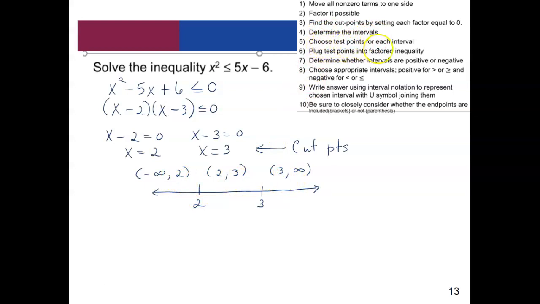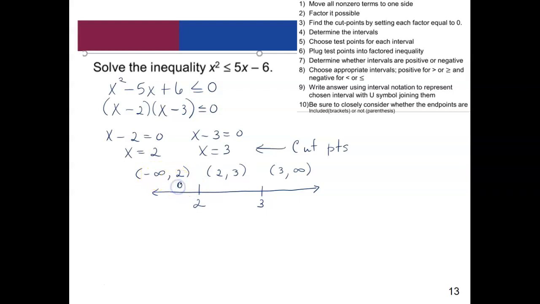Now we want to choose a test point for each interval. So a test point is just a point within this interval. So I just need to pick any number, nothing specific about it. I would say choose numbers that are easy to work with, like 0 and 1 if they fit. If they don't fit, then you'll have to choose something that might not be quite as nice. Here we can choose anything between negative infinity and 2.